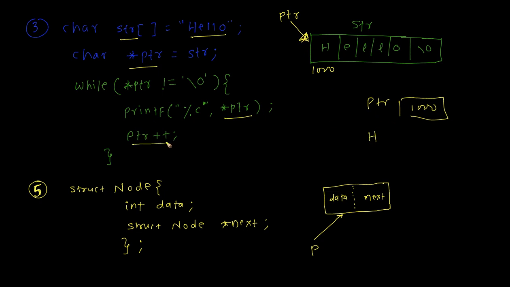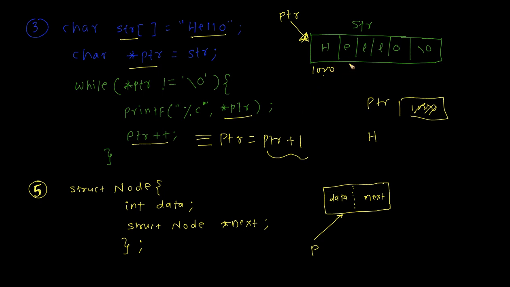Now I do PTR plus plus. So PTR was storing 1000. Now it will be PTR equal to PTR plus 1. That means whatever address PTR is holding will be incremented by 1, right? So it was holding 1000. Now PTR will point to the next location of the same type, right? So this is a character type location. When I increment the PTR pointer, it will point to the next character type location.